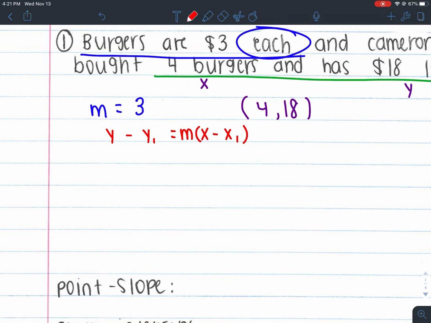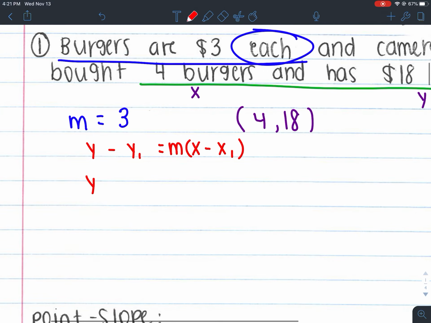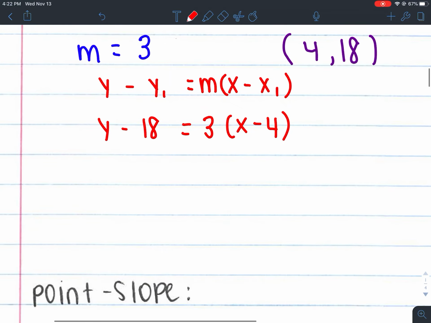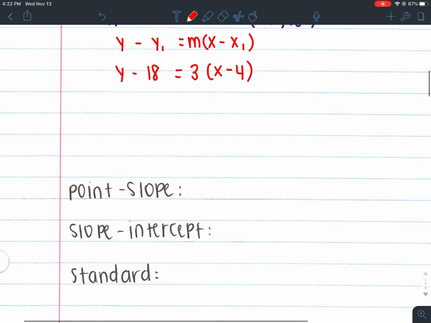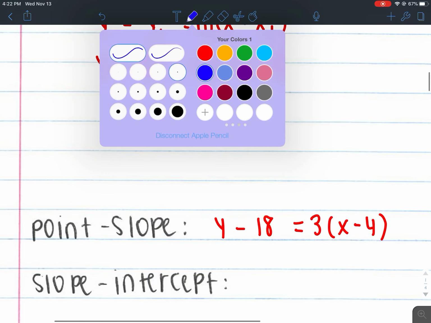Again, we don't need to find slope because they already gave it to us. So we have y minus 18 equals 3 times x minus 4. Okay, so remember your signs are opposite and make sure you plug in your slope in the correct area. Now that's point-slope form. So I have one part of my objective here. I want to find all three forms, and I found the first one.